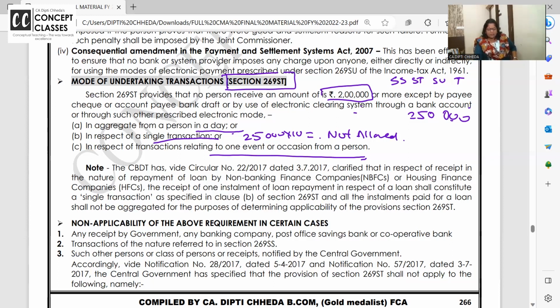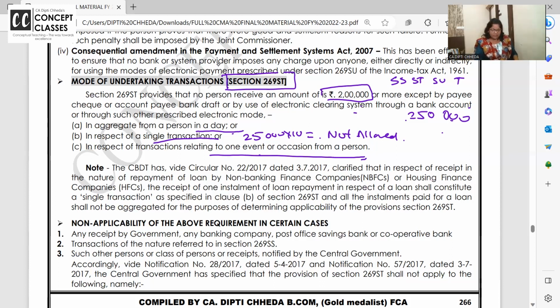Next, in respect of transactions relating to one event or occasion, what is that event? A get-together with the students. So related to that, he is doing catering, he is doing return gifts, he is doing invitations, he is doing stage decoration, he is choosing the venue. So for different things, I am paying him above 2 lakh rupees in cash. Then it is violated, because for a single event or occasion, above 2 lakh rupees, even over multiple days, you cannot pay in cash. You cannot pay in a single day, and you cannot pay over multiple days also for a single transaction.